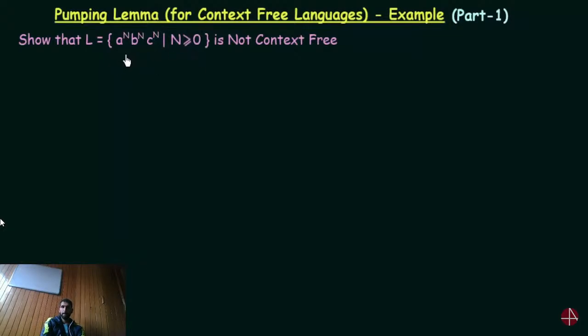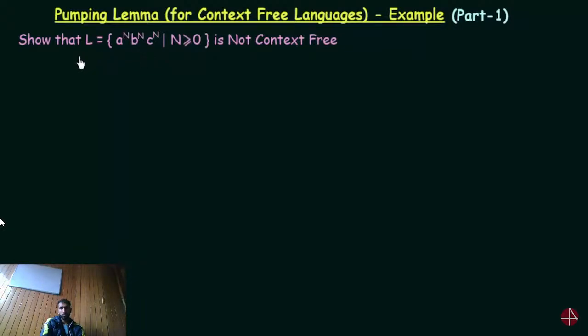So the meaning of this language is that we can have symbols of the form A, B, C, and then the number of A's should be equal to the number of B's, and it also should be equal to the number of C's. That means if you have n number of A's, you should also have n number of B's and also n number of C's. So it means the number of A, B, and C should always be the same. That is the rule of this language that we have.